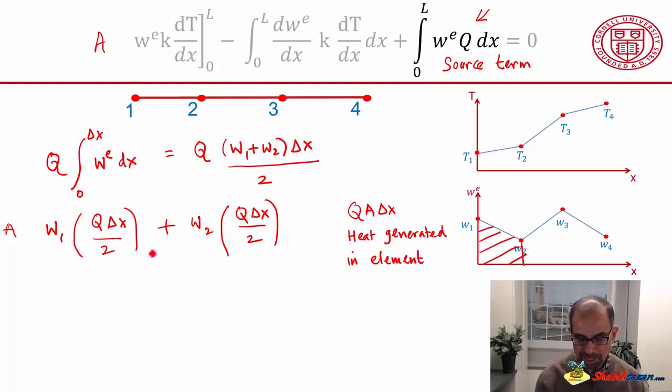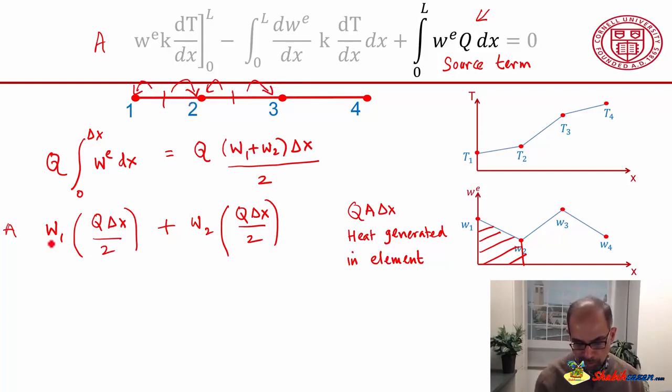So this is interesting, right? When you integrate that term, you can interpret that as half of the heat generated being assigned to this, and half of it assigned to this. So if I divide this into 2, half of this heat generated gets assigned here, and half of it gets assigned here. And similarly for element 2, half of this will get assigned here, and half of this will get assigned here.